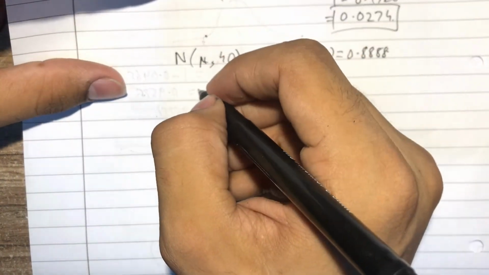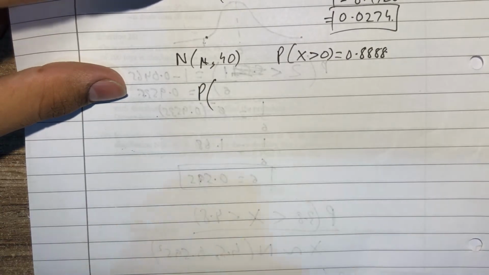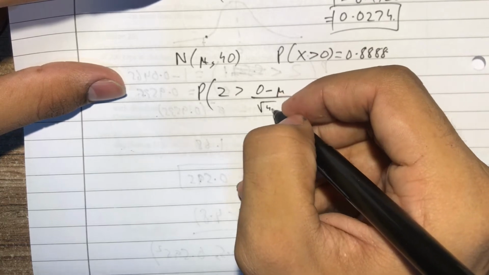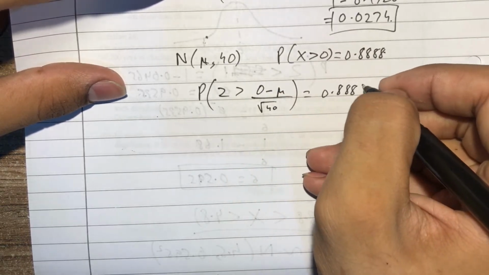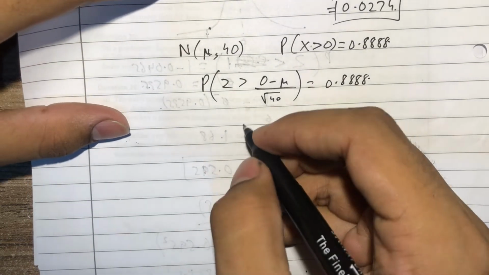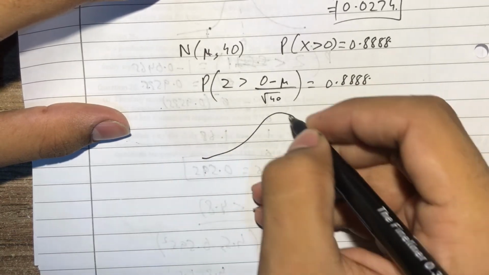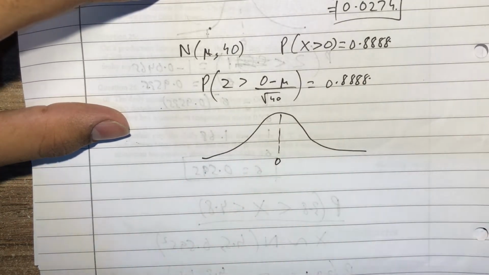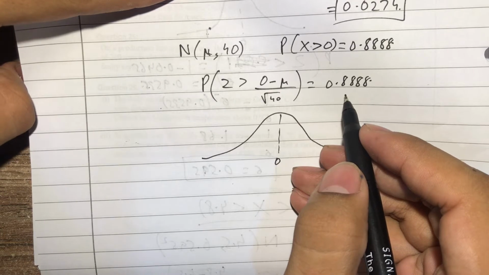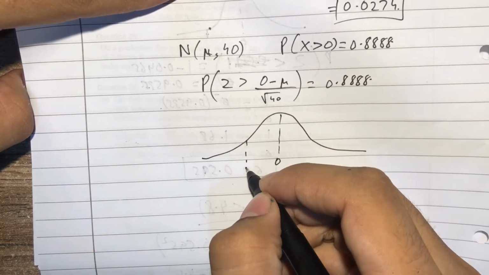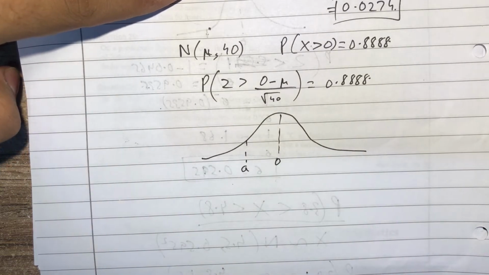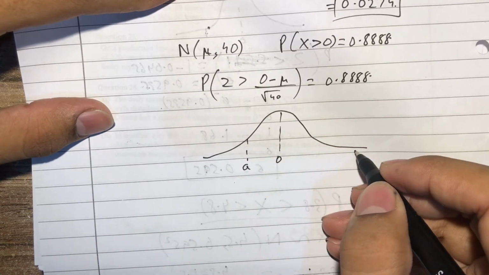Again, I'll first standardize this because this is the non-standard normal distribution. So z is greater than 0 minus mu upon root 40 equals 0.8888. If I draw the normal distribution curve, this is the mean. Over here it will be 0 because it's standard now, and because the probability of z greater than that is greater than 0.5, this value has to be somewhere over here. And this whole region is 0.8888.